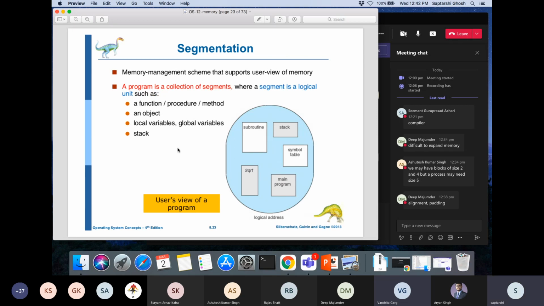So in segmentation, the effort is to make the memory management scheme similar to how a user views a program. When we view a program, the user's view of a program, we think of different functions, then maybe a symbol table, different objects, a stack, this kind of thing. In our mind when writing a program, we have this kind of segments, that these are the memory elements that our program uses. In this scheme of segmentation, we try to map each of these segments into a physical memory chunk.